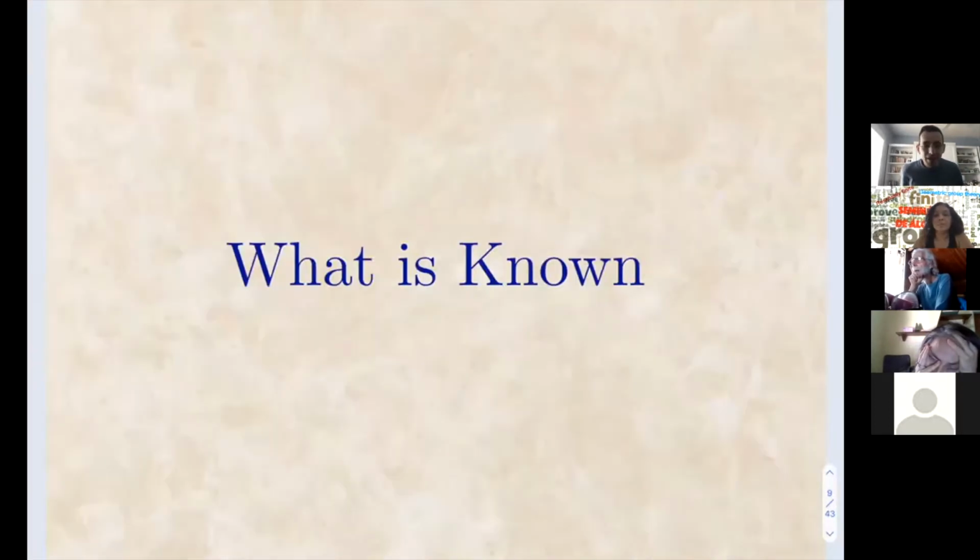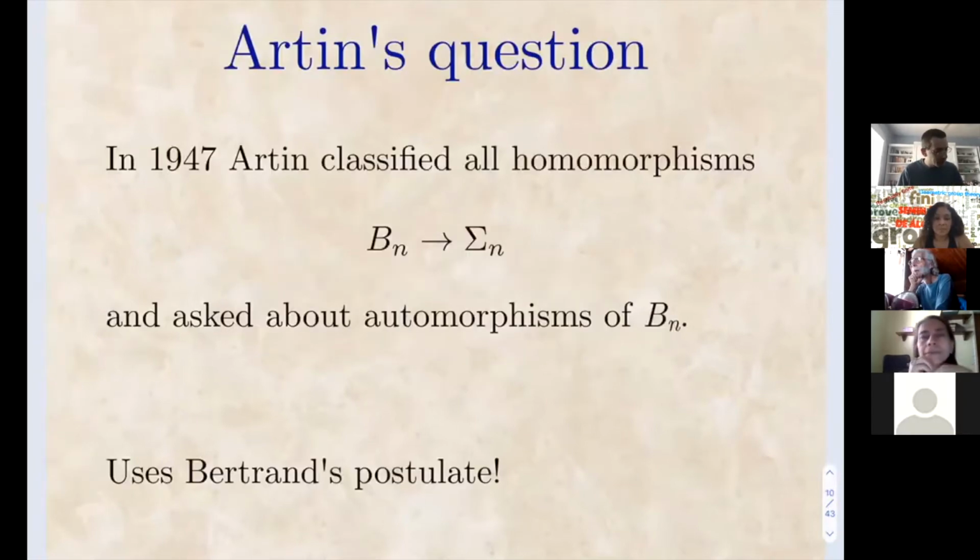Okay, so that's an introduction to braid groups. Again, the question is, what are the homomorphisms between braid groups? First of all, there's this beautiful theorem of Artin from, I think, the 30s, maybe 40s. Artin, 47, classified all homomorphisms from the braid group to the symmetric group.